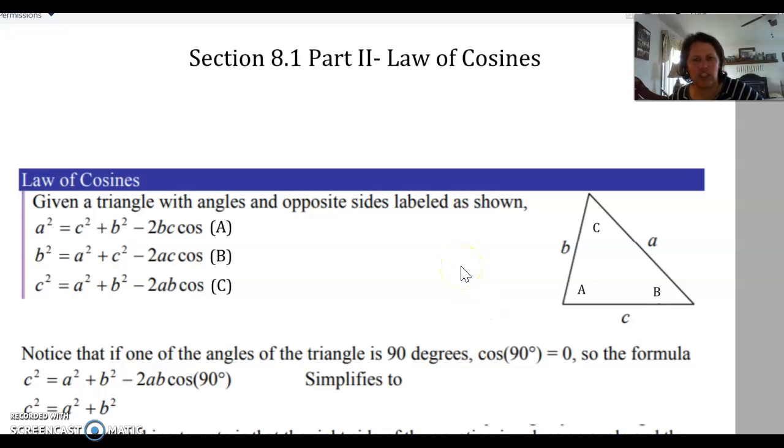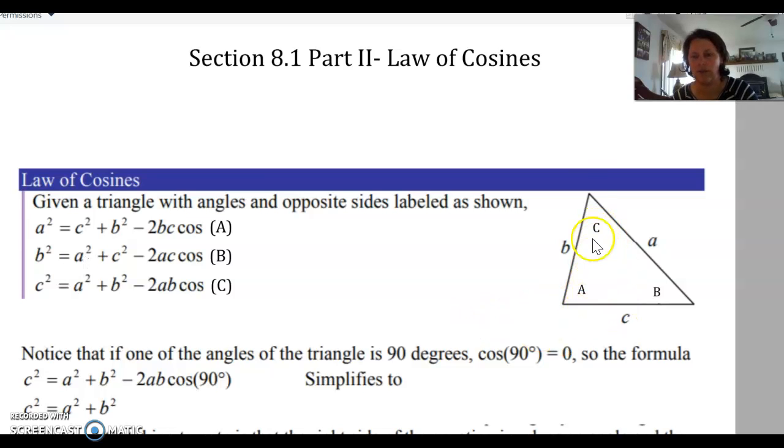Okay, so for section 8.1, part 2, we're going to be working with the law of cosines. Part 1 was law of sines, part 2 is going to be law of cosines. These are the equations for the law of cosines. Again, these are triangles that are not 90-degree triangles.